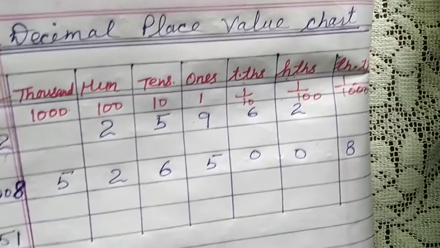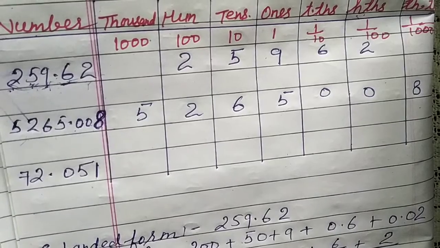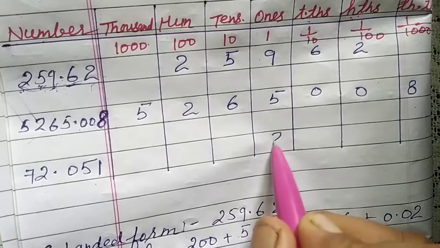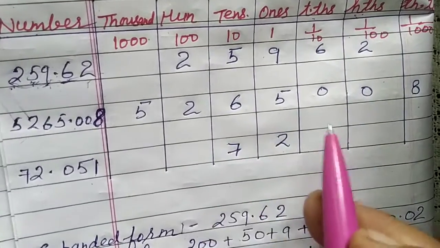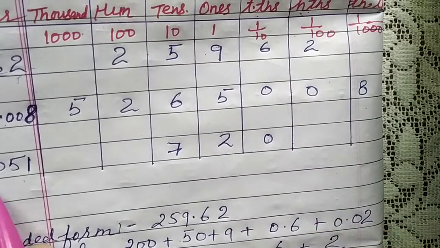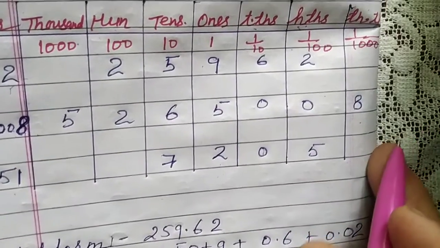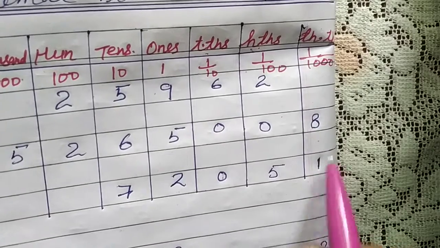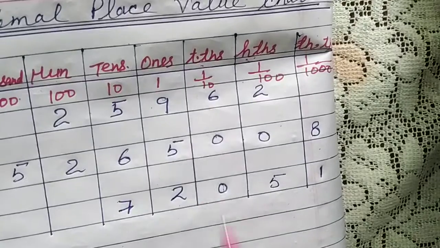Similarly, we will do the third part of this, that is 72.051. So this 2 is at ones place, 7 is at tens place, and at the tenths place there is 0, at the hundredths place there will be 5, and at the thousandths place there will be 1. Okay, now this is the place value chart.